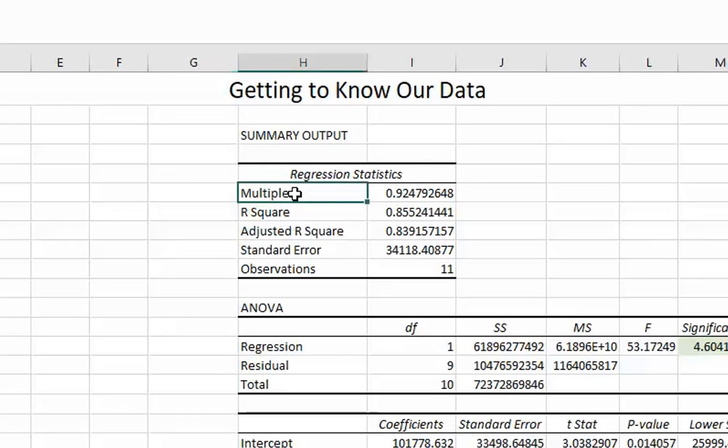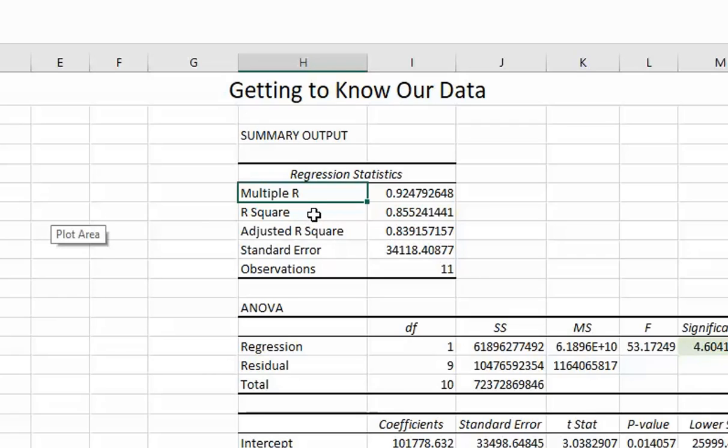When we're looking at multiple R, this is the correlation coefficient. You'll notice it's 0.92. A perfect fit would be 1. A perfect fit would be -1. So essentially this can either be a negative or a positive correlation, and it is our coefficient. This is a very high positive correlation, which is a good thing.